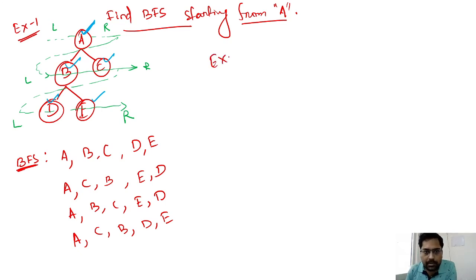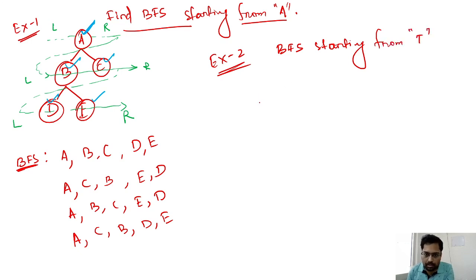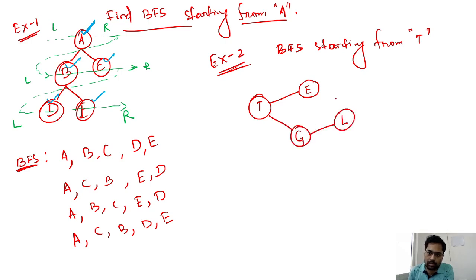Another question, like example 2, BFS starting from T. Here T, E, G, L, K. For this example, I'm just writing one BFS, or maybe two if possible, don't worry. But first of all, we should be clear enough.